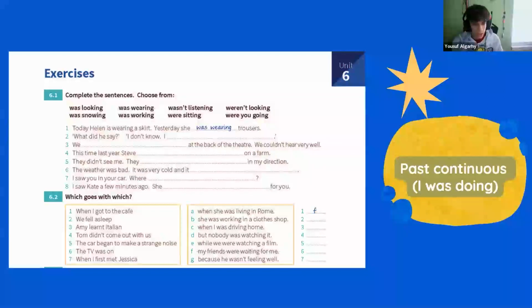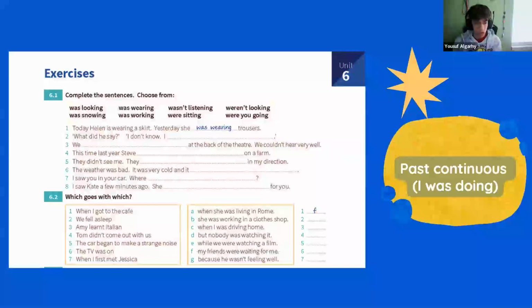And then the last one, I saw Kate a few minutes ago. She blank for you. She was looking for you. Good. Okay, so now we have to match the sentences together.